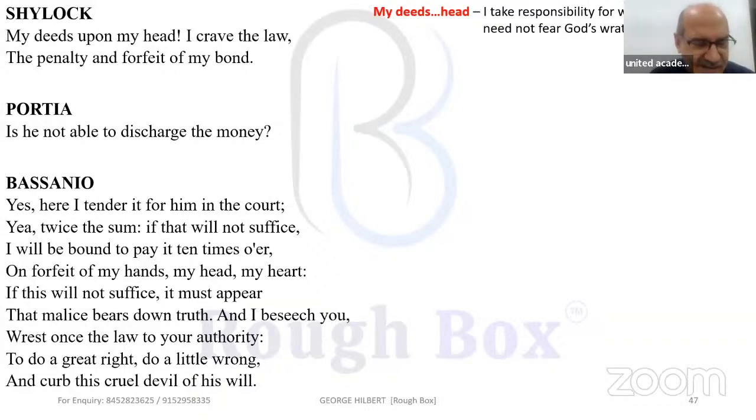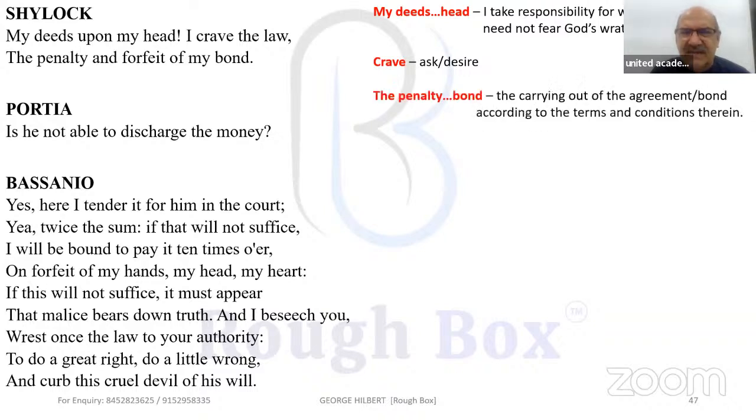And Portia is stunned. Even after her quality of mercy speech, nothing. So she turns around and inquires, is he not able to discharge the money? Is Antonio not able to pay back his money? And Bassanio says, yes, here I tender it for him in court. I have it ready to give to him. Here it is.